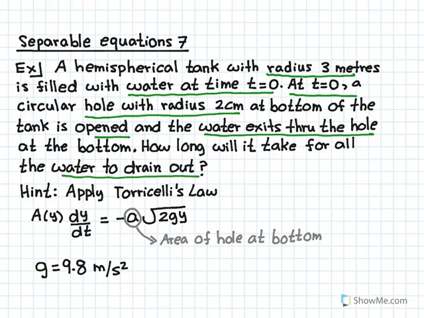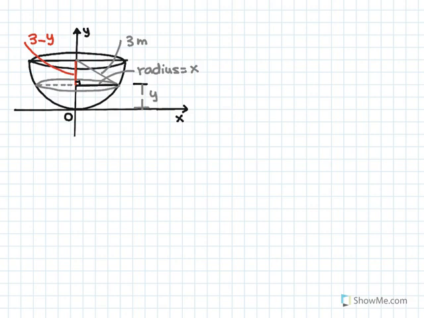We're going to apply Torricelli's law. A(y) is the cross-sectional area of a slice at height y, and dy/dt is the rate of change of the height of the fluid in the tank. Small a is the cross-sectional area of the hole at the bottom, g is gravity, and of course y is the height of the fluid at time t. Alright, so let's draw this diagram.